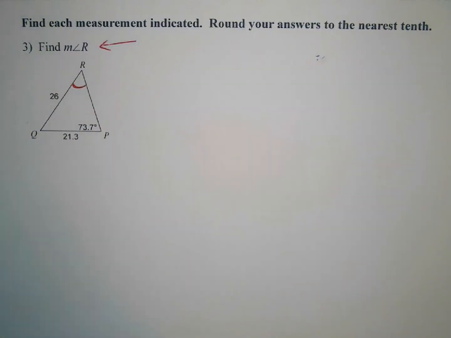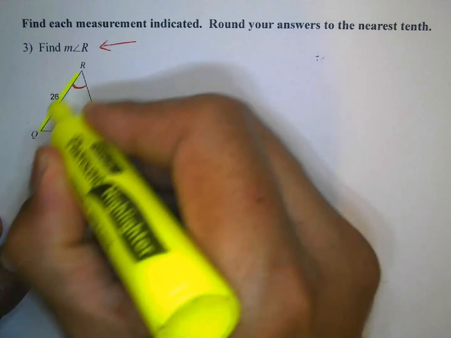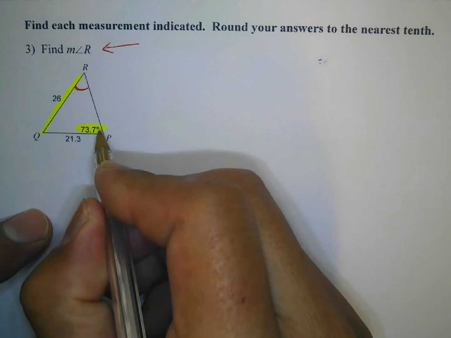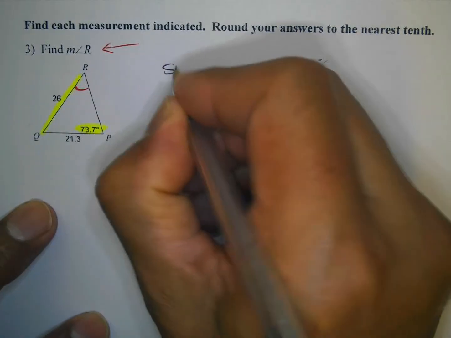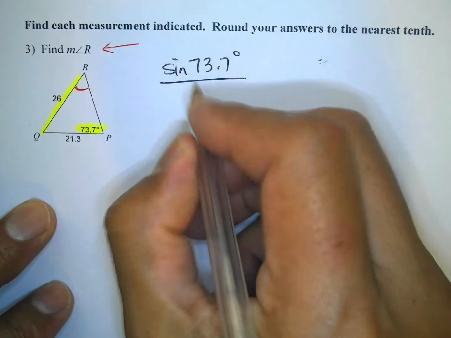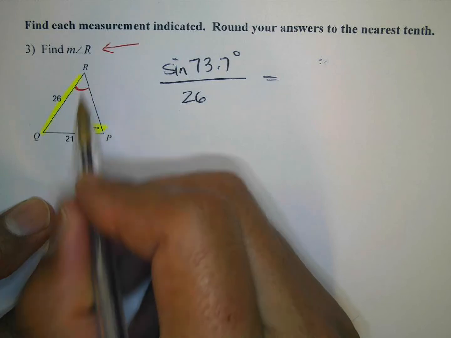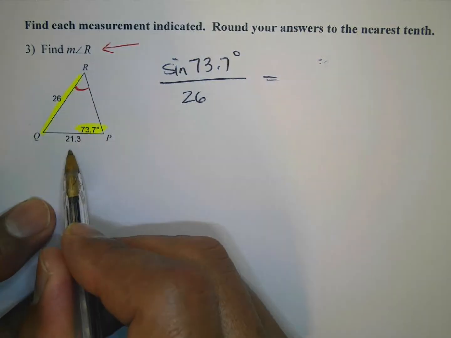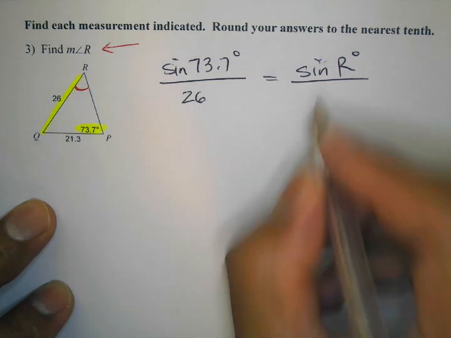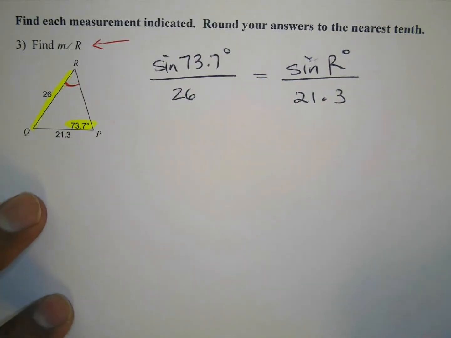Okay, so you're going to set it up. Remember, we always look for first the angle that you have, or one of the angles, with its corresponding side. So we're going to set up sine of 73.7 degrees over 26 is equal to, and then the other one is going to have the angle that you have and its corresponding side. So it's going to be sine of R, which I don't know, over 21.3. All right.